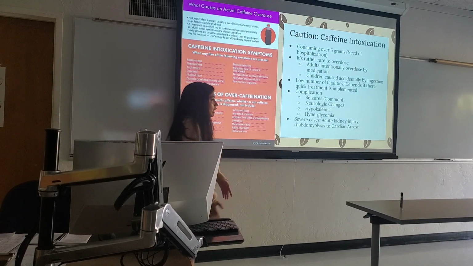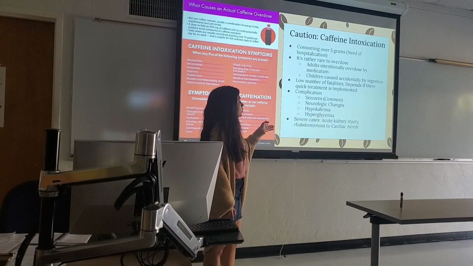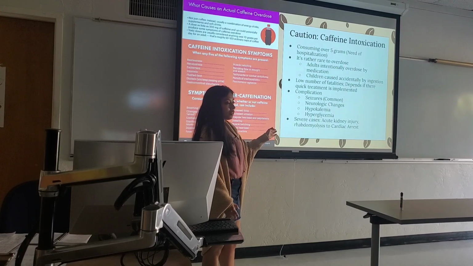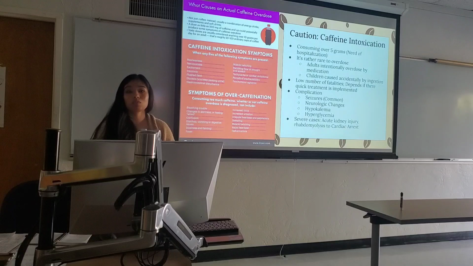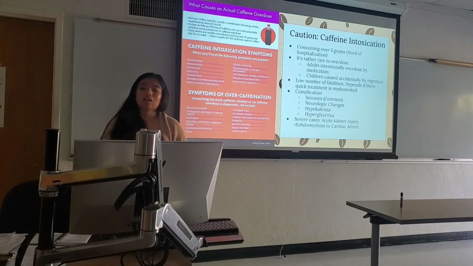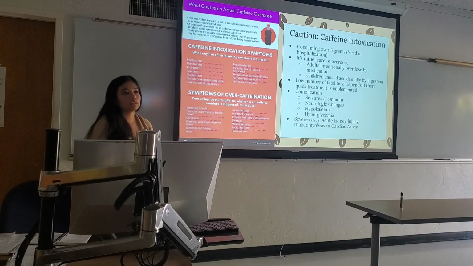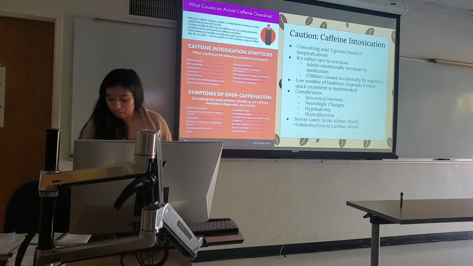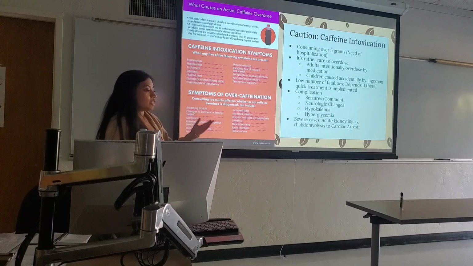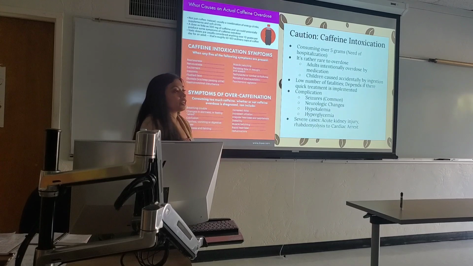But when it goes to severe cases, they're more likely to experience acute kidney injuries and rhabdomyolysis. That's where there's damage to the tissues, muscles, that could affect the heart and kidneys, and it can cause the person to be permanently disabled. As well, eventually, as I told before with Anthony, it can cause cardiac arrest.